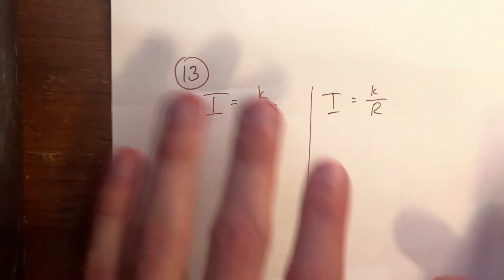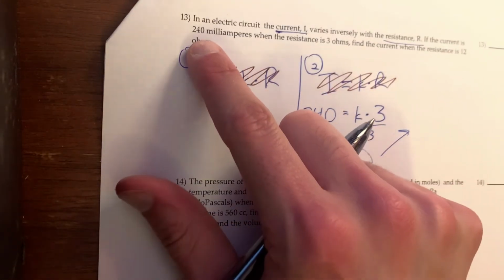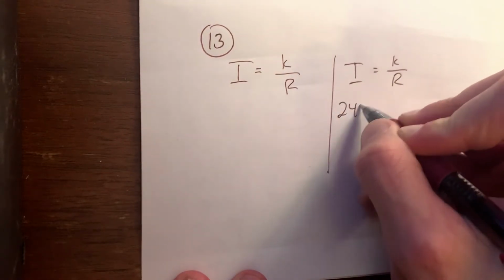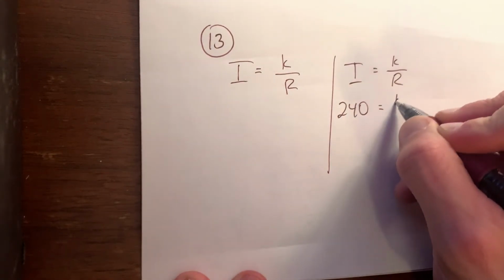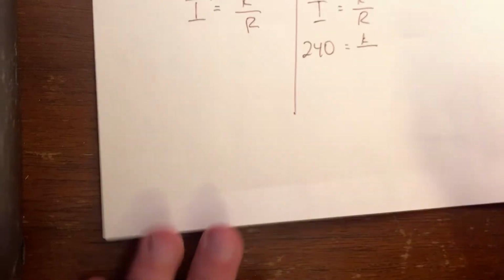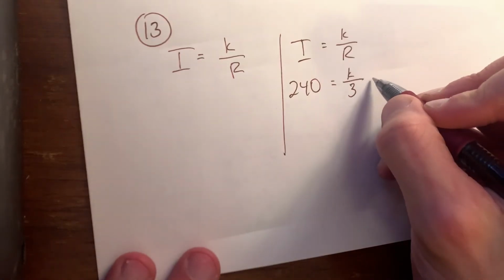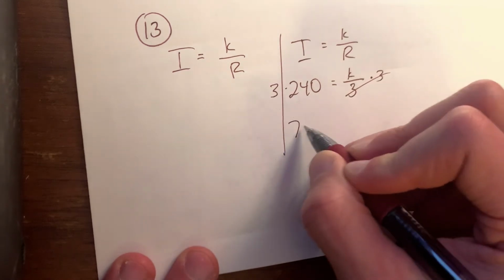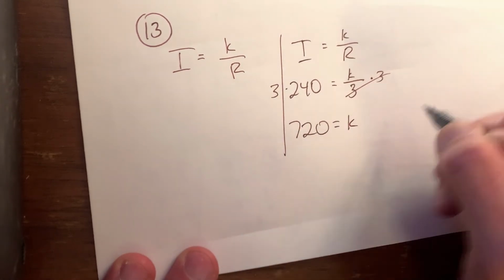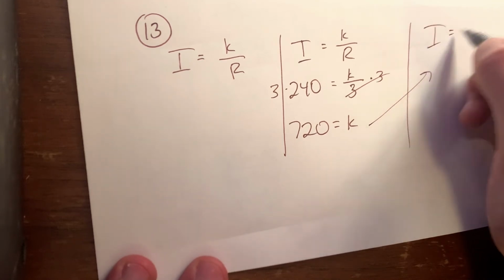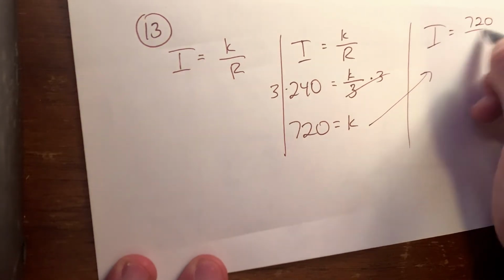So it says in the description that the current, or I, is 240, right? So that's going to be put in for I, 240. And then K over, and the resistance is 3 ohms. Okay, so 3 goes in for R. And then we multiply both sides by 3 to cancel that. So 240 times 3 ends up being 720 is our K value. Okay. So again, we can rewrite our equation. I equals 720 over R.